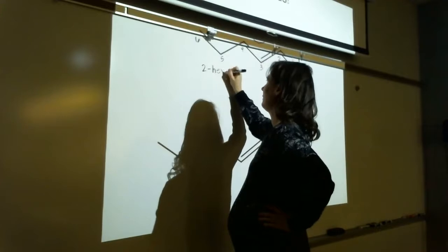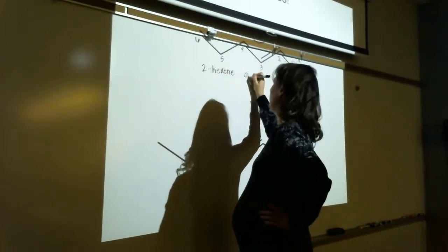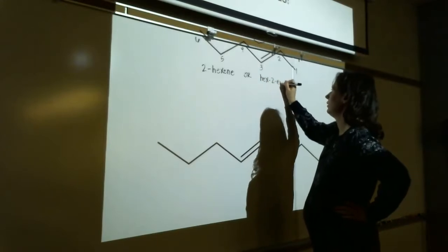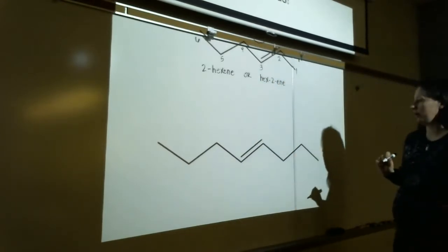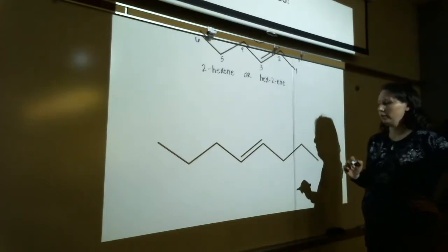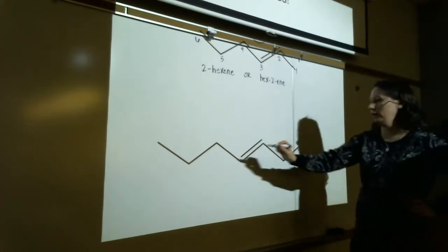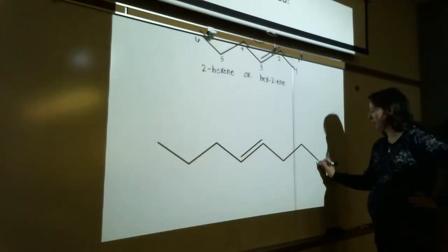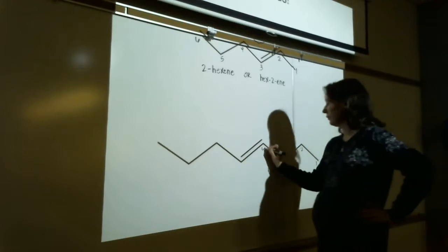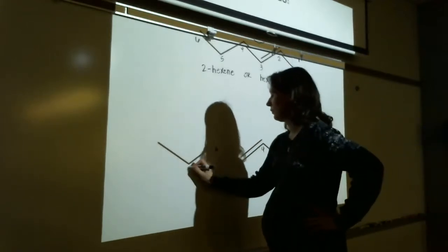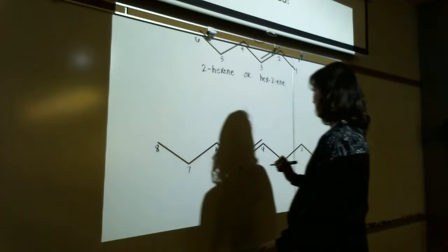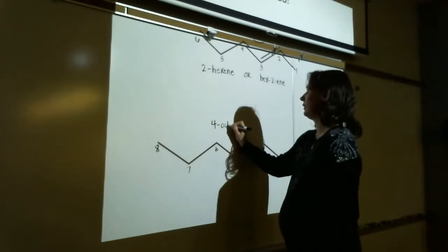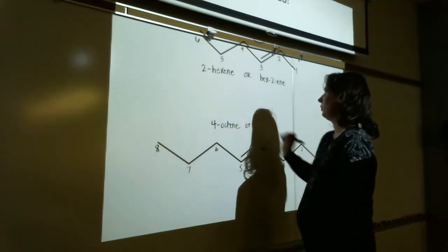Hexene, right? Or you could have called it hex-2-ene, right? And then how do we number this one? Does it matter? 1, 2, 3, 4. 1, 2, 3, 4. You're going to get the same answer either way. Right, so this is what? Or octene. Or what?